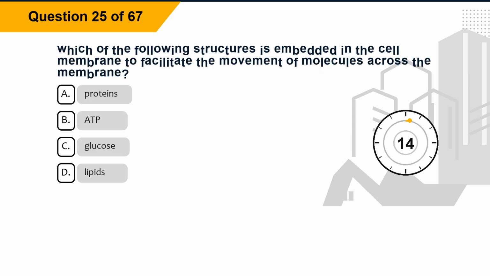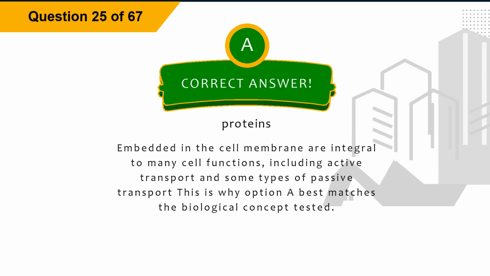Question 25. Which of the following structures is embedded in the cell membrane to facilitate the movement of molecules across the membrane? Option A, proteins. Option B, ATP. Option C, glucose. Option D, lipids. The correct answer is option A, proteins. Explanation. Proteins embedded in the cell membrane are integral to many cell functions, including active transport and some types of passive transport. This is why option A best matches the biological concept tested.